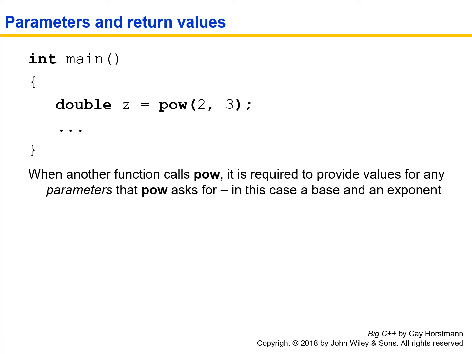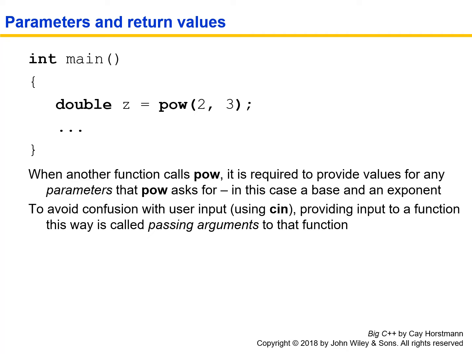When another function calls POW, it is required to provide values for any of the parameters that POW asks for. You can't just say POW in parentheses and let it go, because it doesn't know which two numbers you're trying to work on, which number is the base and which number is the exponent. We don't call that input because we want to avoid confusion with cin, the user input. So providing input to a function is called passing arguments to that function. In the code displayed at the top of the screen, POW 2, 3, the 2 and 3 are said to be arguments to the function POW.